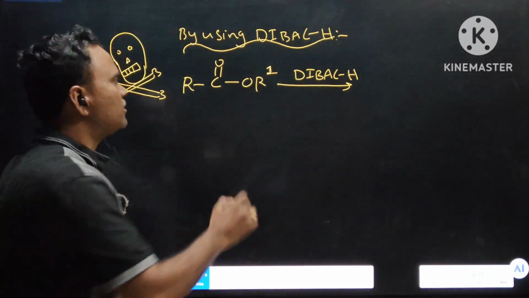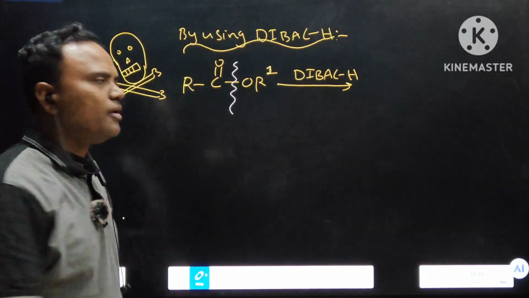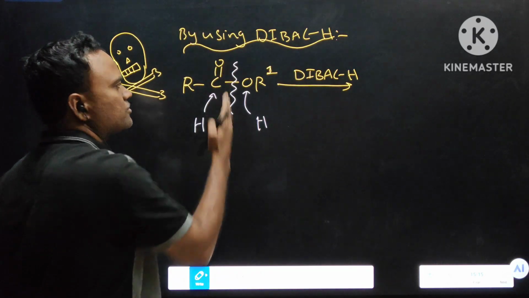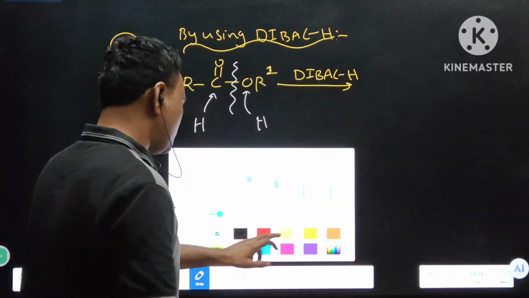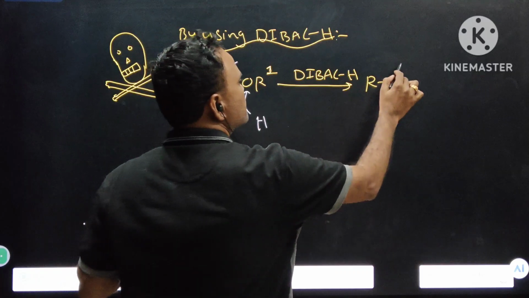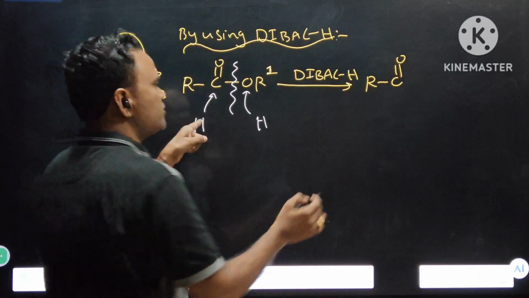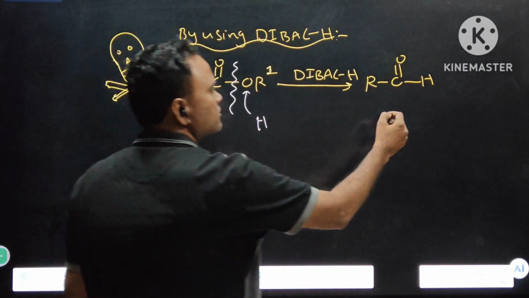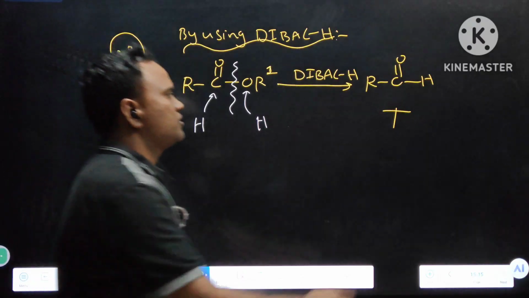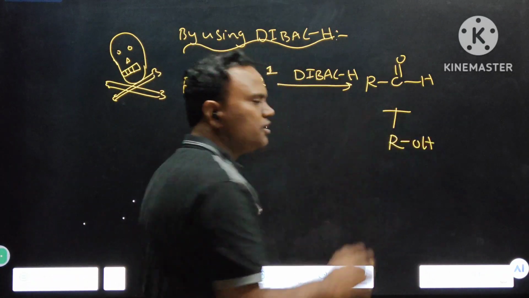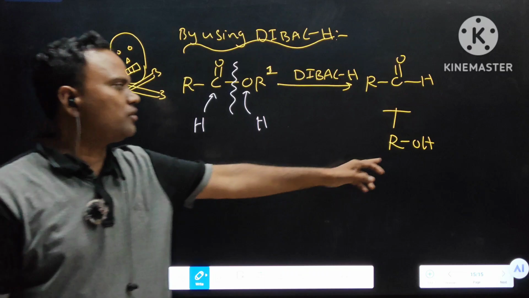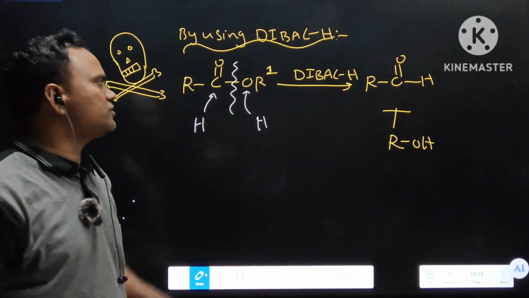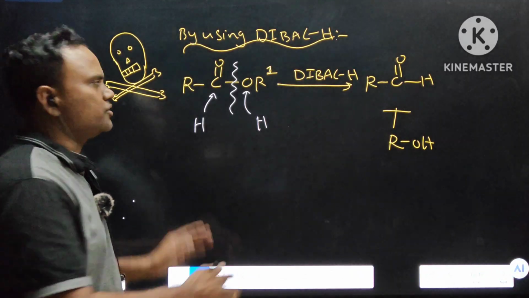Break the carbon oxygen single bond. Break the carbon oxygen single bond. Add hydrogen here and hydrogen here. Cut this. Now look at the product: R C double bond O, H. Here you can write R, here you can write R, both are correct. Plus ROH. Actually, this is our required product, right? Alcohol is our required product. ROH. Break the carbon oxygen single bond and add 2 hydrogens.